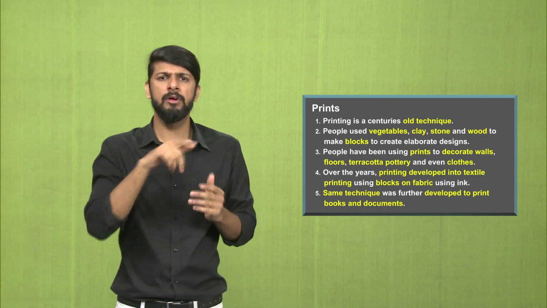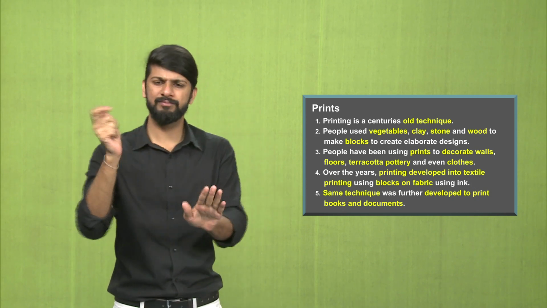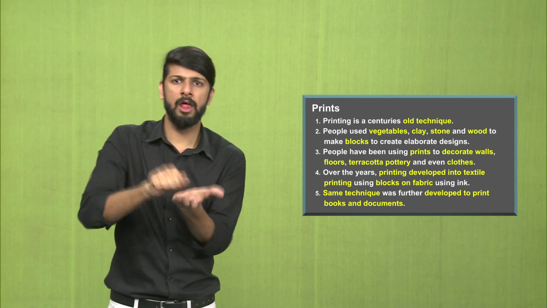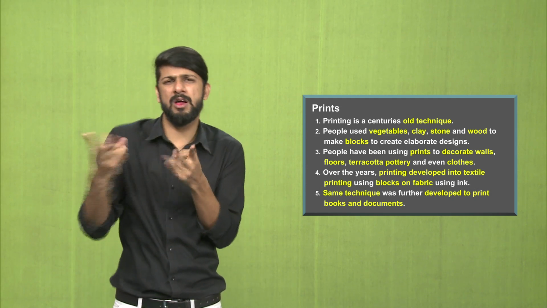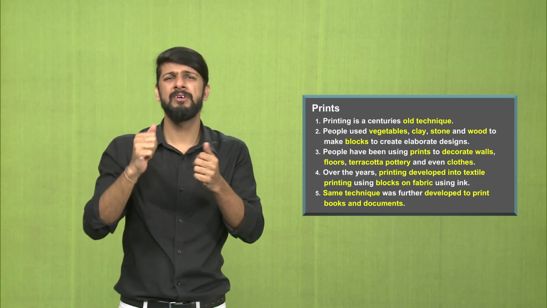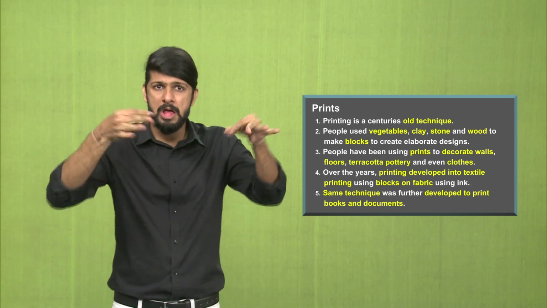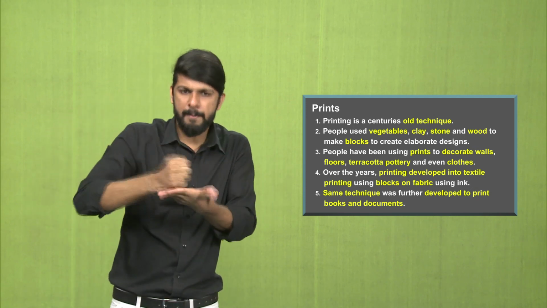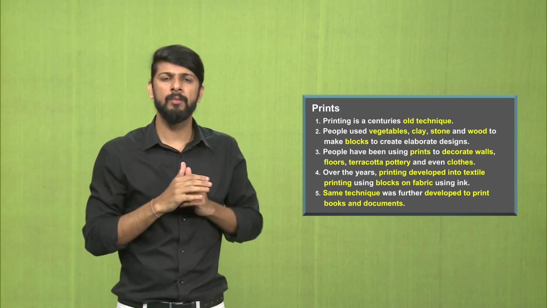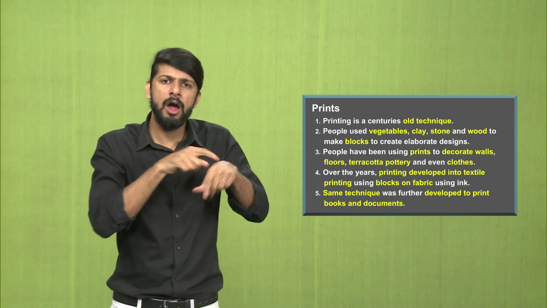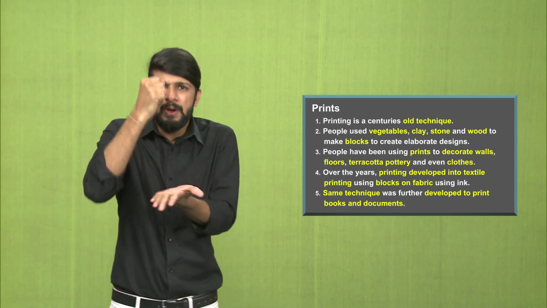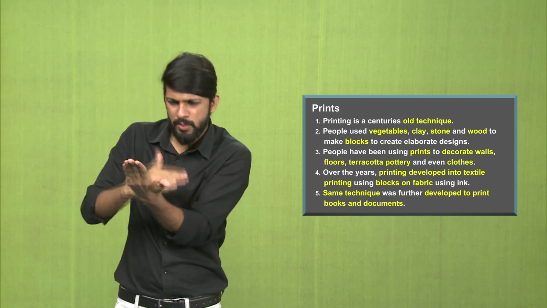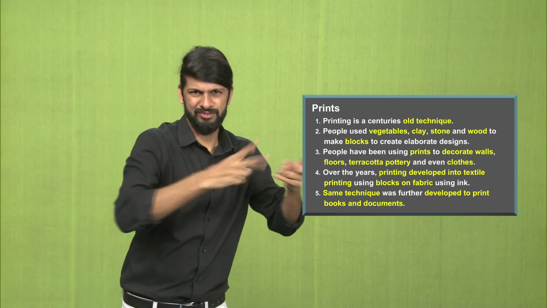Over the years, the technique of printing further developed into textile printing. So the fabric was readied first, and then the blocks were put in ink. The blocks could be made out of various things, could be vegetables, clay, stone or wood, and then the required fabric with the desired ink was used to make impressions on textiles, and the same technique was further developed into what is known as printing of books and documents.